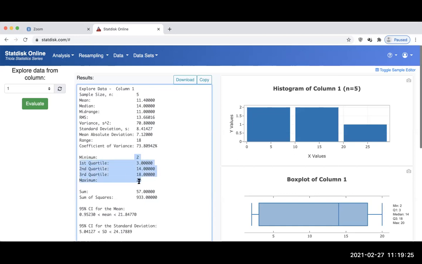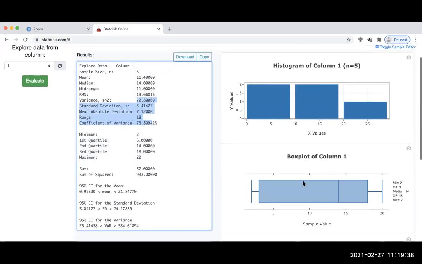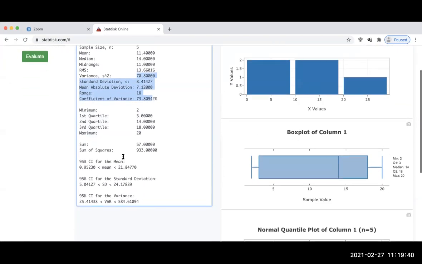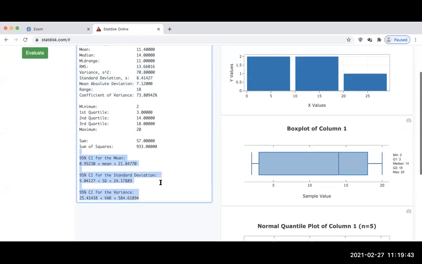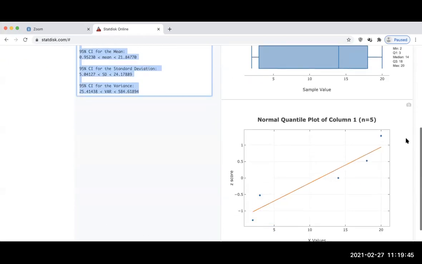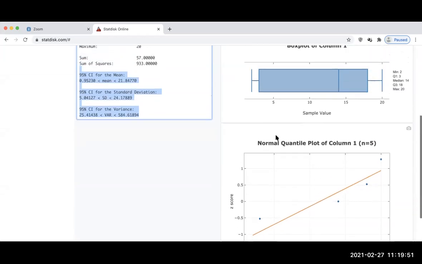We'll discuss that in the future. And then things that we'll be discussing in the future, which are not measures of center, they're measures of dispersion. And things way in the future. And here's the normal quantile plot, which we barely looked at before. Okay, so.